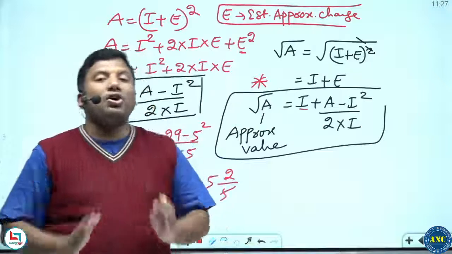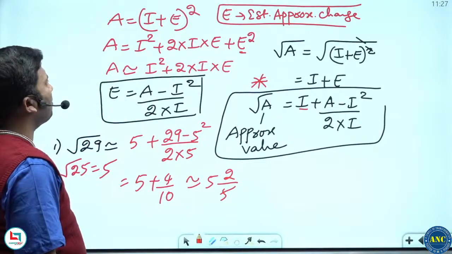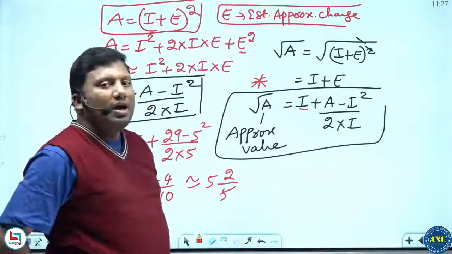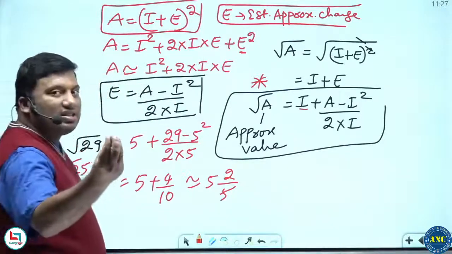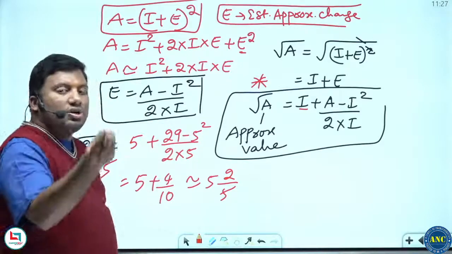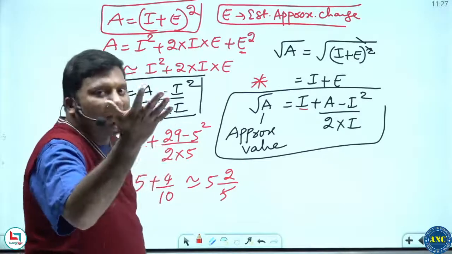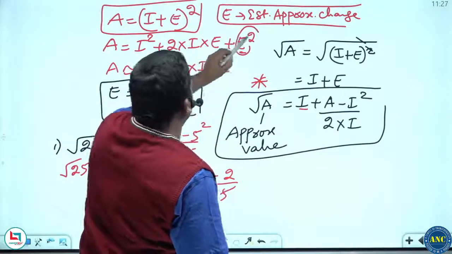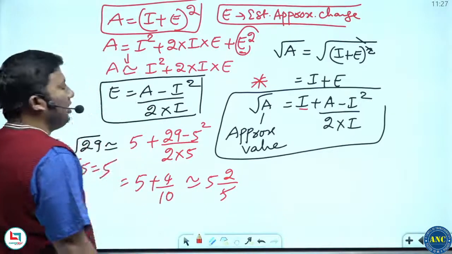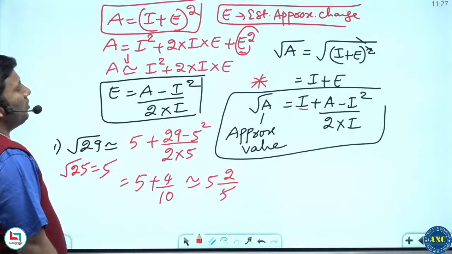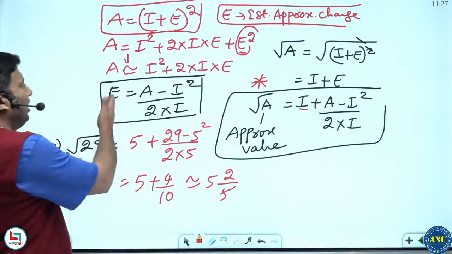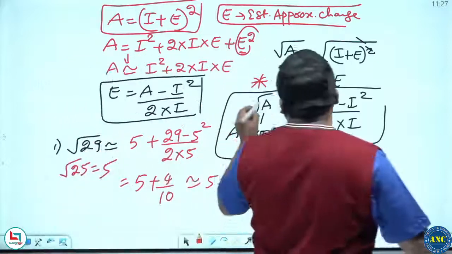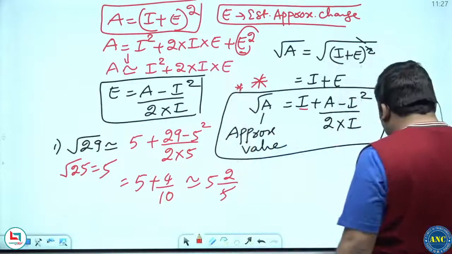How to find the approximate value of a non-perfect square, with a proof. A is nothing but (I plus E) whole square. I is the nearest integer, and E is the estimated approximate change. The square root of 31 is 5 point something, and that something is nothing but E. E is a very small value, because I require approximation. A is approximated to I square plus 2 into I into E. E is nothing but (A minus I square) by 2 into I. I hope the idea is clear.